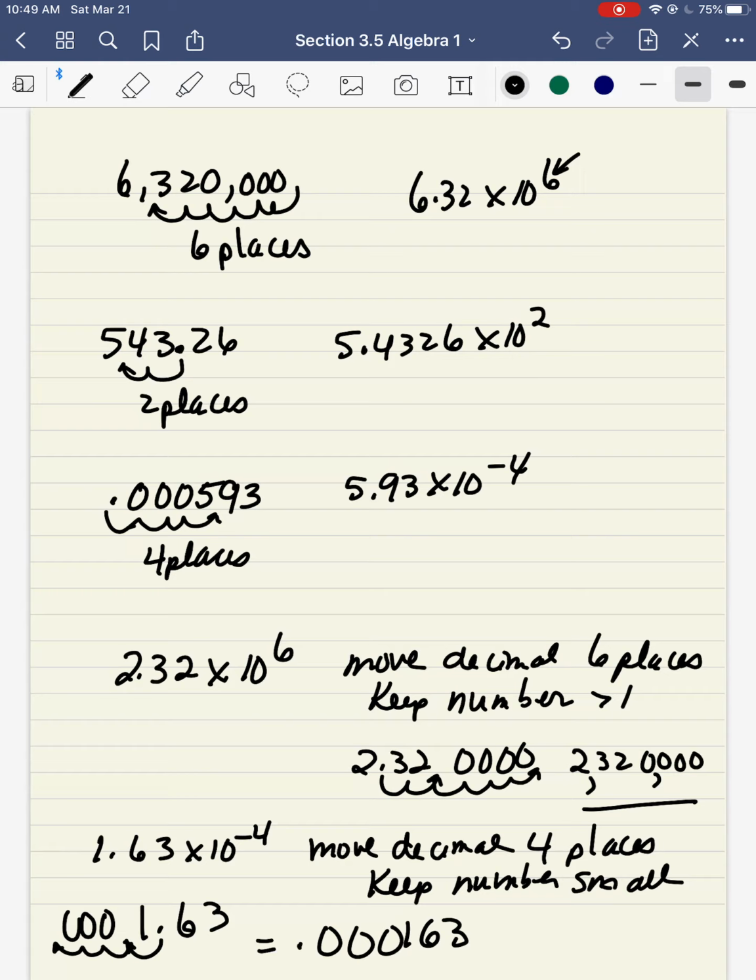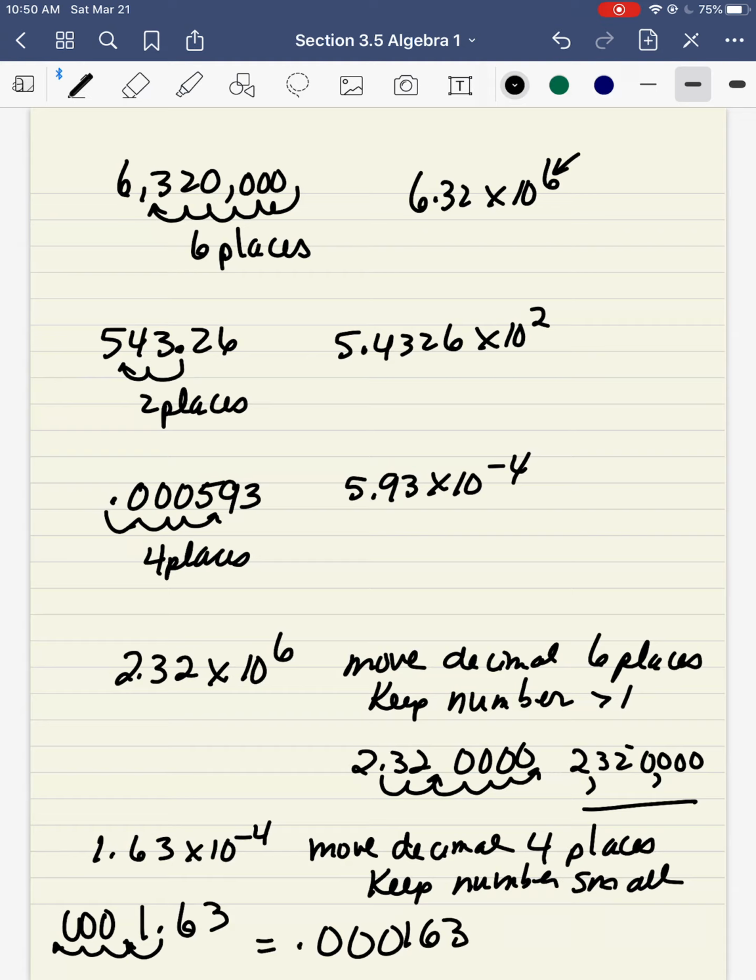If you have the number already in scientific notation, such as this, 2.32 times 10 to the 6th, I have to move the decimal 6 places. Because it's a positive 6, I want to keep the number large, so I want to move it to the right. So when I move it over 6 places, I have to add some zeros. So 2.32 times 10 to the 6th, after I move it 6 places, is 2,320,000.